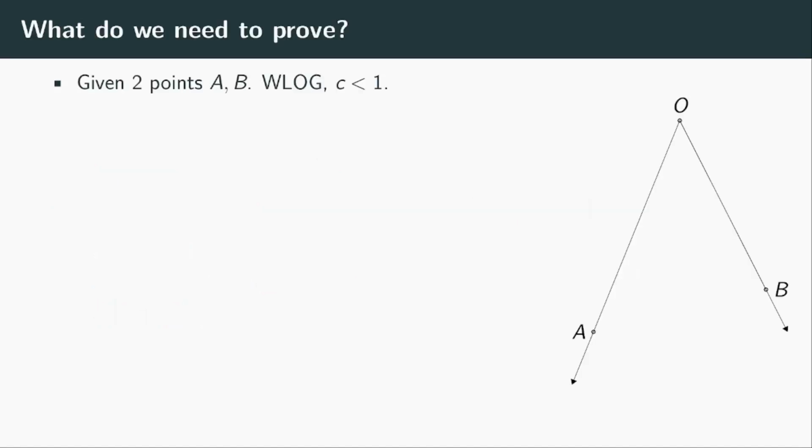So what do we need to prove? We have a dilation, and for this I want to consider two points, A and B, and I want to see what happens to the segment AB under the dilation. So I have my center O, and I have my constant c, and I'm going to assume that c is less than 1. This is not a problem because if I have c larger than 1, I can look at the inverse of the dilation and work with that instead.